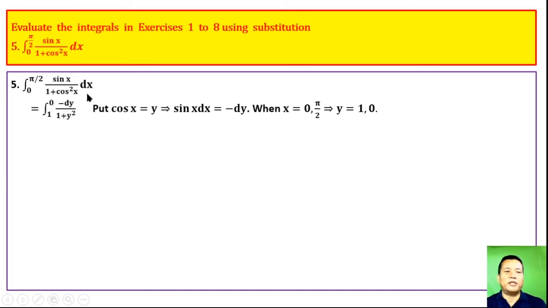Therefore, the integral becomes the integral of 1 by 1 plus y square with respect to dy, whose integral is tan inverse of y exactly. When y is substituted by 0, we get 0. Tan inverse of 1 is pi by 4. Evaluating, we get pi by 4, which is the value of the given definite integral.